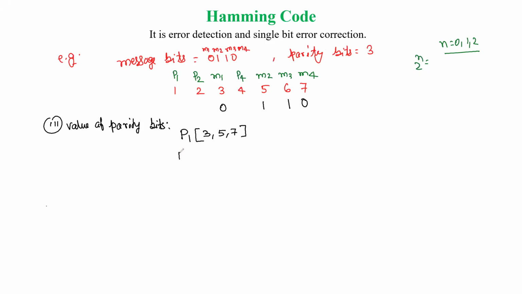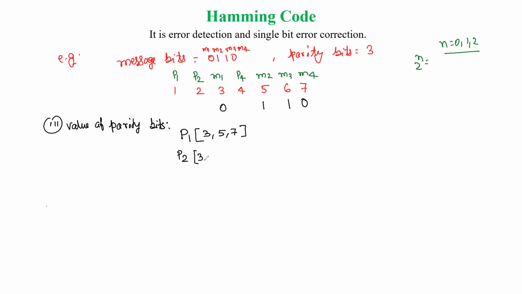Similarly for P2, the second parity bit, we start from 2. It is the second parity bit, so we take 2 positions together. 2 is already there.